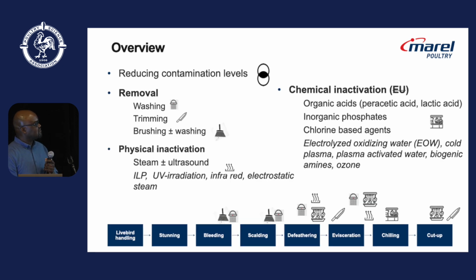With regards to actual reduction of the bacteria themselves, or when contamination occurs, there are a number of ways that can be done, but there are 2 main groups. You can either remove the microorganisms or you can inactivate them. In removal, there are a few examples given there. For example, washing. You can trim, for example, removal of the neck fat or the neck skin or the crop fat, which are highly contaminated. You can also use brushing, either in combination with water, to reduce the microbial load on the product.